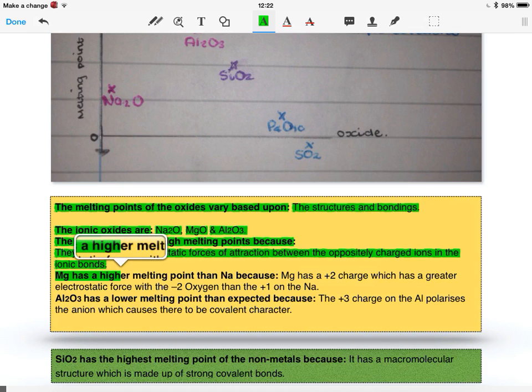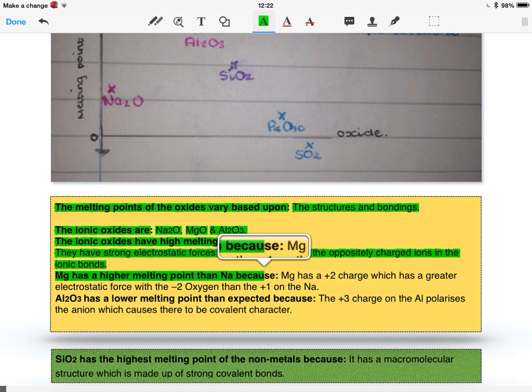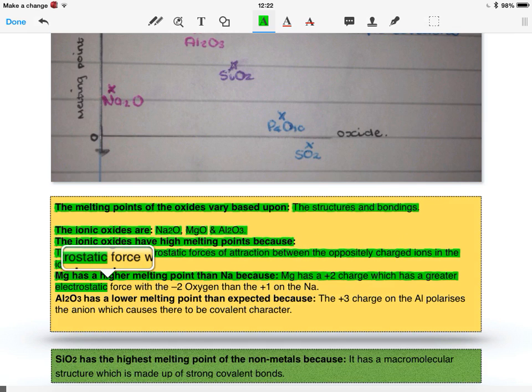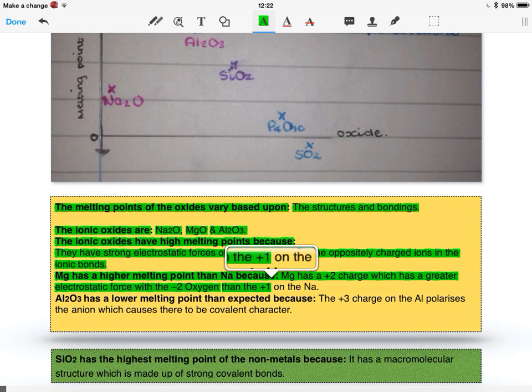Magnesium has a higher melting point than sodium because magnesium has a +2 charge, which has a greater electrostatic force with the -2 oxygen ion, and this is greater than that of the +1 charge of the sodium.